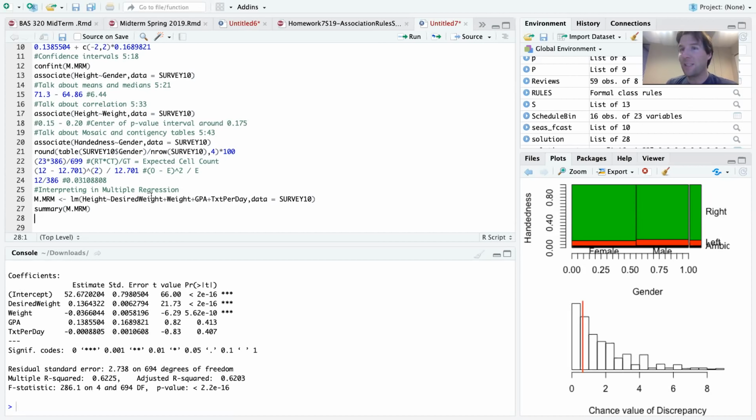And the thing about this is, it's not saying if you weigh more, you're shorter. It's saying in this multiple world where we have all these coefficients in, two people who are otherwise identical, so they have the same desired weight, same GPA, same texts per day. Desired weight's the main one that's really doing the work in the model right here. But they have everything identical, but the one person weighs more. The person who weighs 1 pound more is expected to be 0.036 inches shorter. And I know 0.036 inches shorter is not that much, but that is statistically significant. It's pretty darn statistically significant.